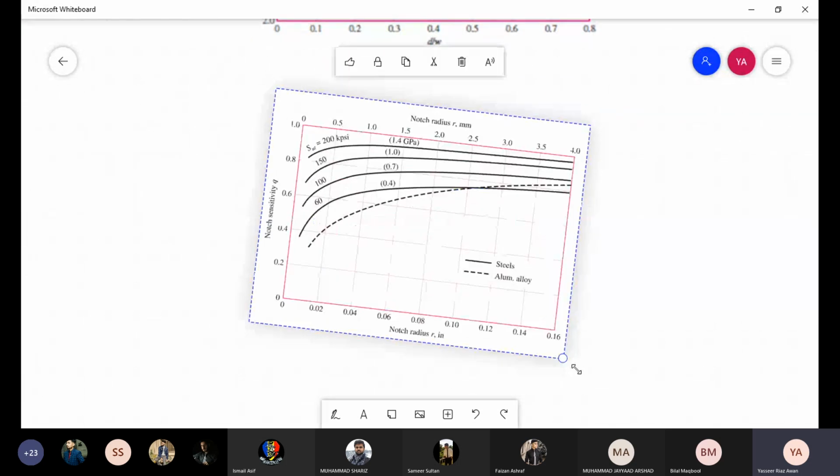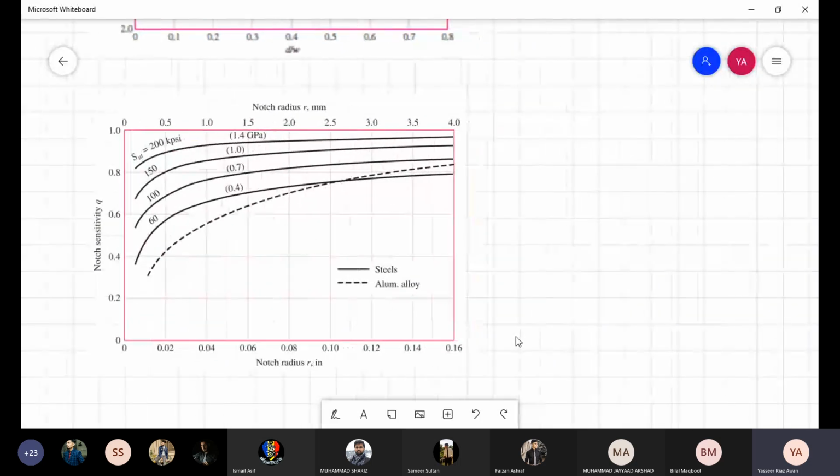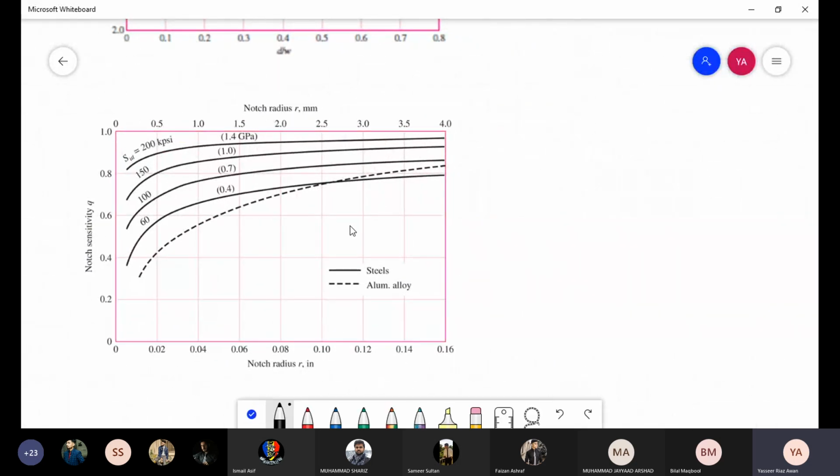Once again, we don't have to be very accurate with this. So in our case, strength is somewhere around 440 megapascal, and the notch radius is 6 millimeter. So 6 millimeters obviously of this graph. So we just had to estimate.